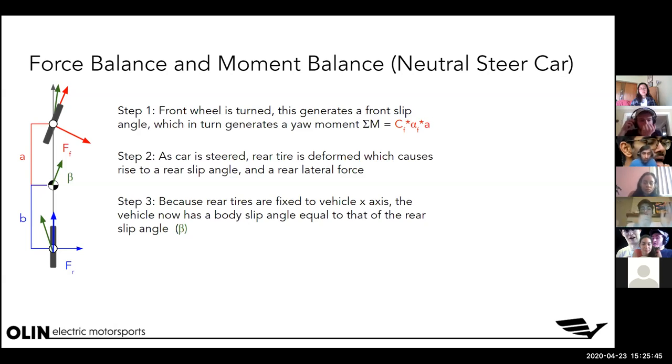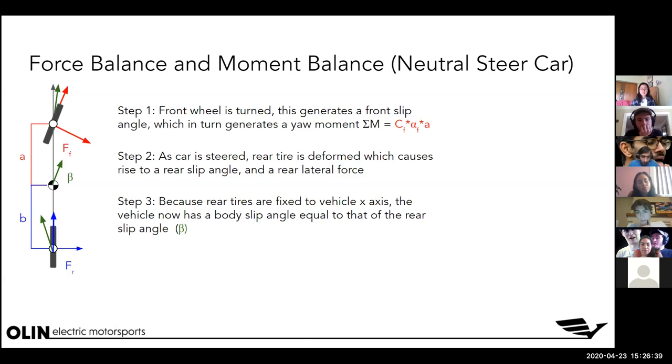Now that our front and rear tires are generating these different slip angles, the entire vehicle is going to be traveling along an axis that is not its heading. We can describe this as something called the body slip angle. We've been talking about slip angles of the tires, but now our entire vehicle has a slip angle, where it's pointing one way but traveling in a different direction. The angle at which it's traveling is going to be equal to the rear slip angle, because our rear tire is fixed to be along the x-axis of the car. So we're going to assume that our car is being forced to travel along that rear slip angle, but it's pointed in the other direction, which is kind of confusing.